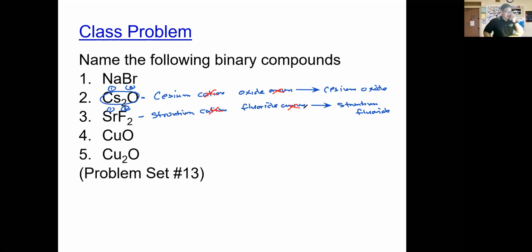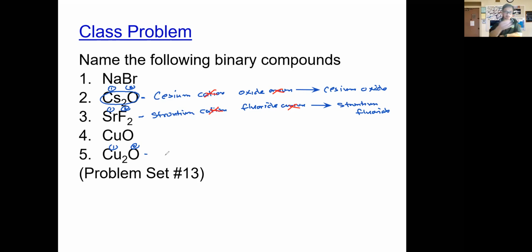Okay. All right, let's take a look at that last one. Let's work that out together. Okay, so let's again answer the question. Is this a binary compound? Answer is yes, because you have two separate elements here. You have copper and you have oxygen. Okay. All right, so with that said, is this an ionic compound? The answer also is, again, yes. You have a metal and a non-metal.